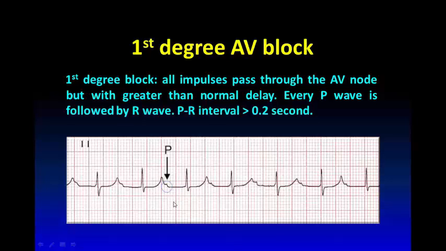How can we determine the duration of the PR interval? Each small square in the horizontal calibration is equivalent to 0.04 of a second. So we count the number of small squares from the beginning of a P wave till the beginning of a QRS complex, and we multiply this number of small squares by 0.04.